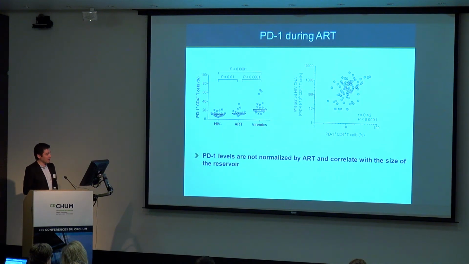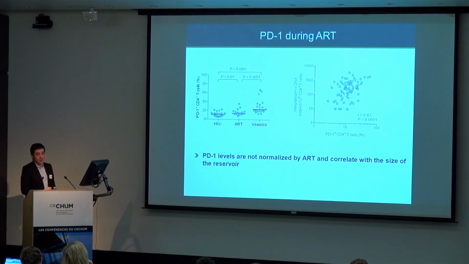So what's happening during antiretroviral therapy? The first thing we observed is that PD-1 is not fully normalized, even though it's pretty close to the values you will see in seronegative subjects. This difference is still significant. And of course, antiretroviral therapy also reduces activation, so it reduces the expression of PD-1.